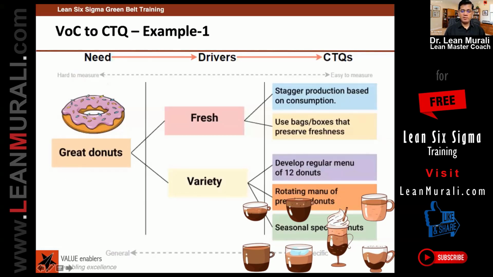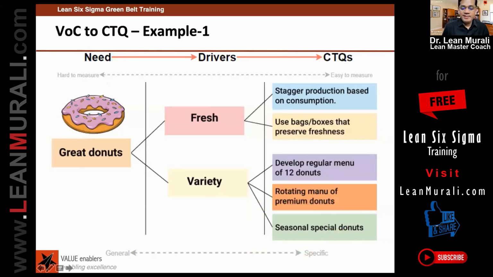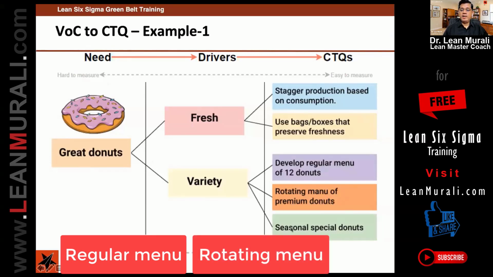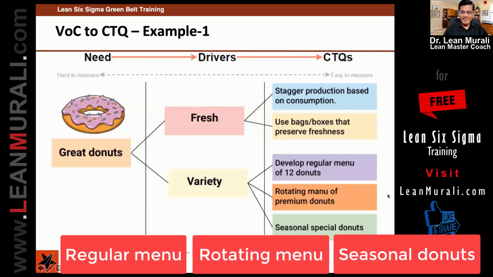I'm just giving a simple two examples. You can have many drivers. This is just for understanding. This is only indicative, only an example. Now, develop a regular menu of 12 donuts. This is measurable. Rotate the menu of premium donuts and seasonal special donuts. Even season-wise, you can keep a special donut.